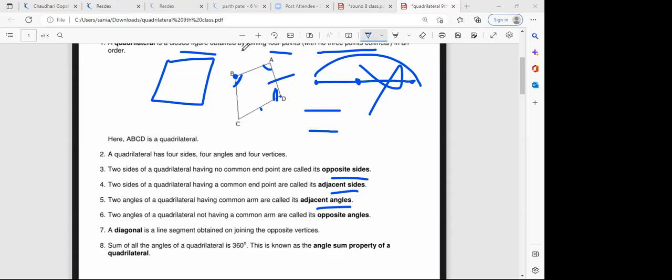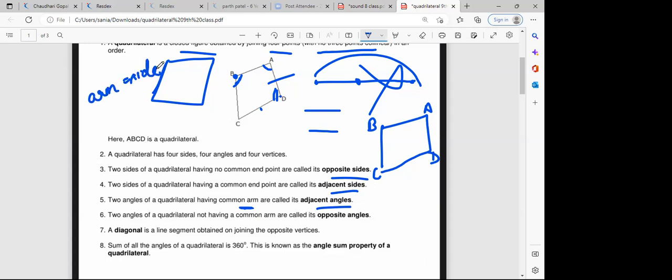Now, first, let's just understand a few things. For example, this is your quadrilateral. I hope these two things are clear to you: opposite sides and adjacent sides, right? Now coming to adjacent angles. So over here, this is A, this is B, this is C, and this is D. First of all, what does it say? Two angles of a quadrilateral having a common arm. Arm is basically the side, right?